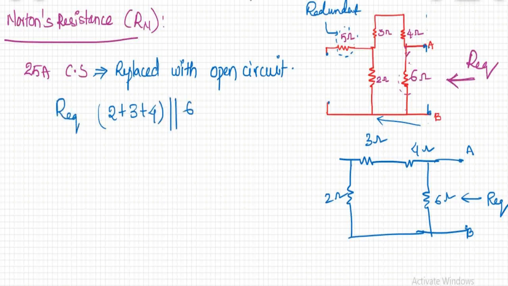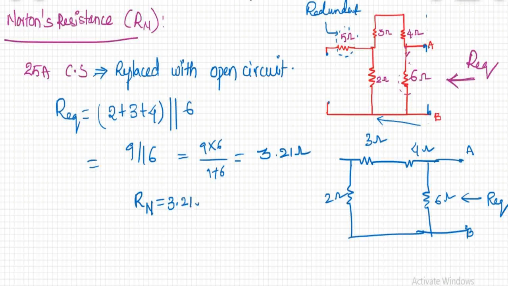That is nothing but our equivalent resistance, right? So that is nothing but 9 ohms in parallel with the 6 ohm resistor. The value of the resistance is equal to 9 into 6 by 9 plus 6, which is equal to 3.21 ohms. This is our Norton's resistance, which is nothing but the equivalent resistance of the network when all the independent sources are replaced with their internal resistance.